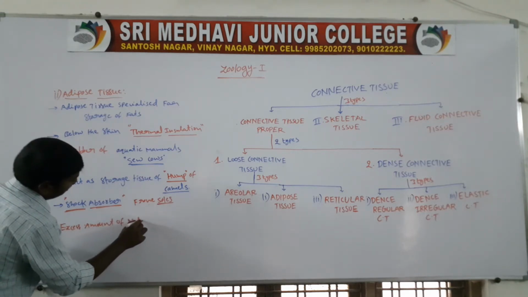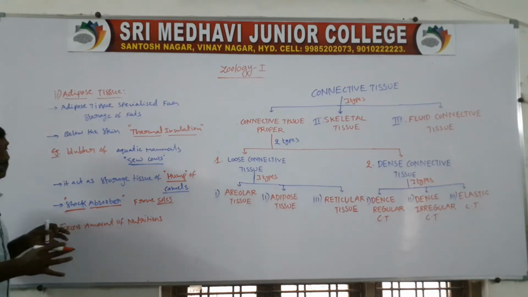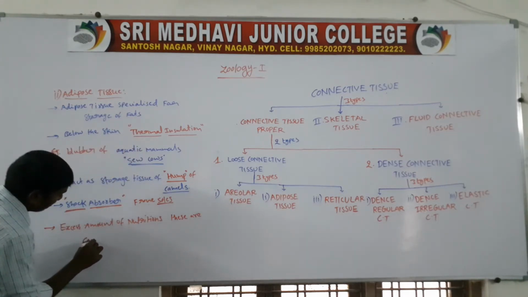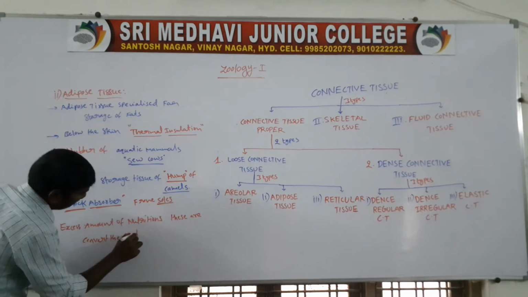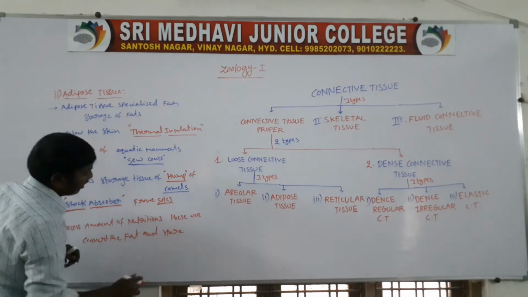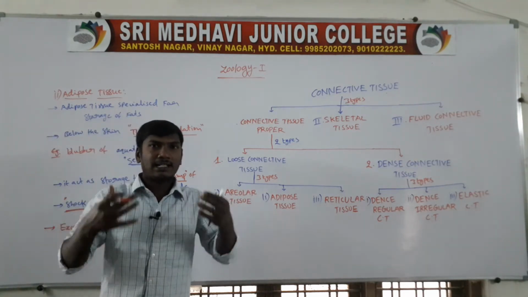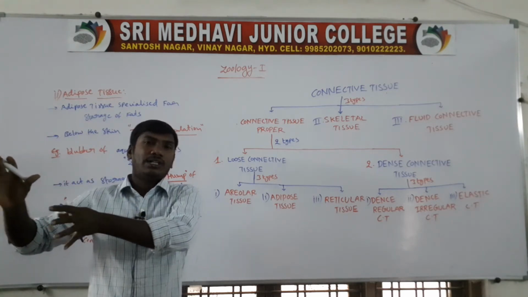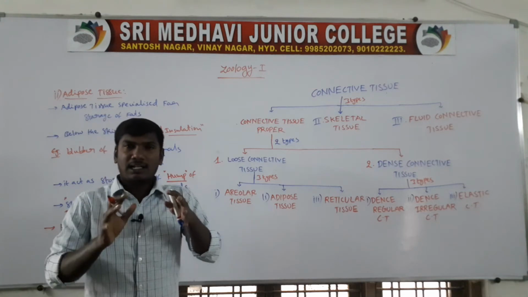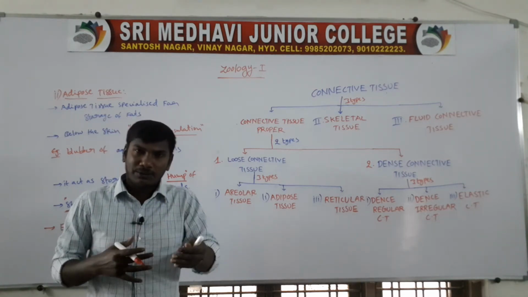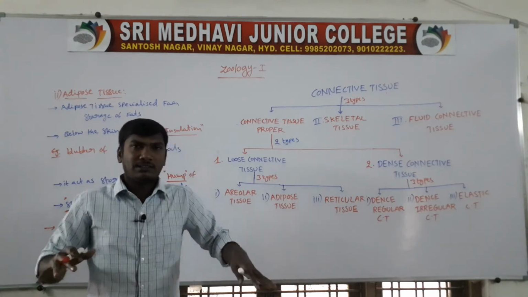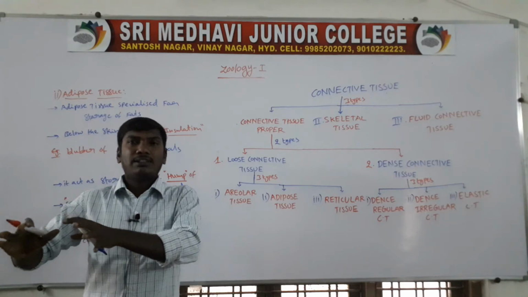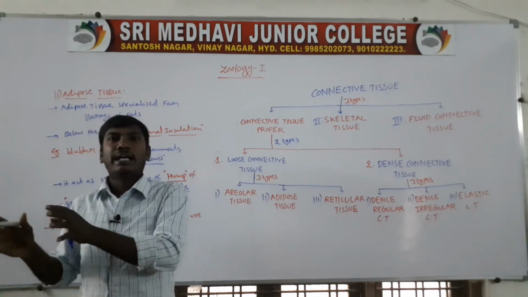Excess amounts of nutrients are converted to fat and stored. In all organisms, the excess amount of nutrients that is not utilized immediately is converted to fats, and those fats are stored in the adipose tissue.